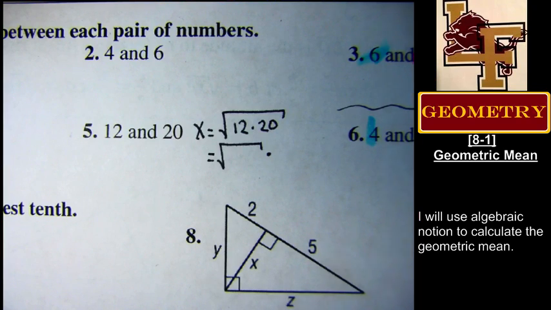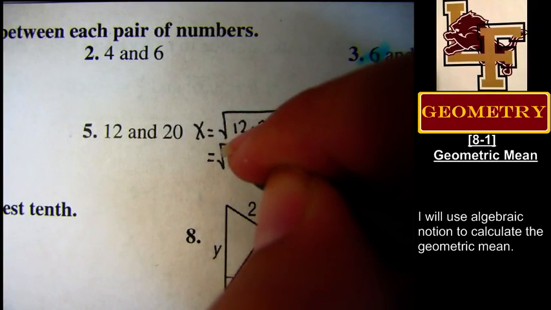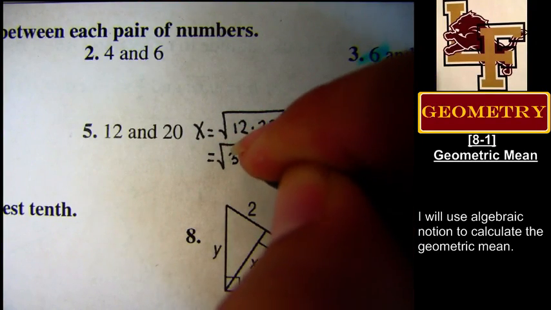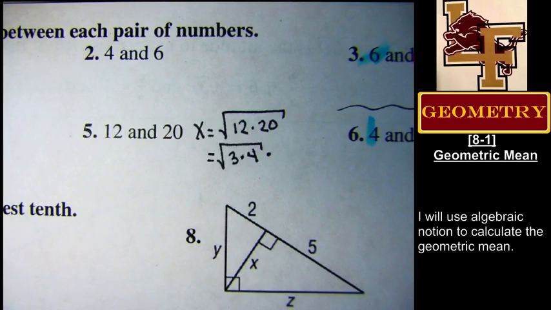Give me two numbers that multiply together to give me 12. 6 and 2? 3 times 4. 6 times 2 also works, but 6 doesn't have a whole number square root and 2 doesn't have a whole number square root. So while you're not wrong, it's not helpful. But 3 times 4 is helpful because 4 has a whole number square root.